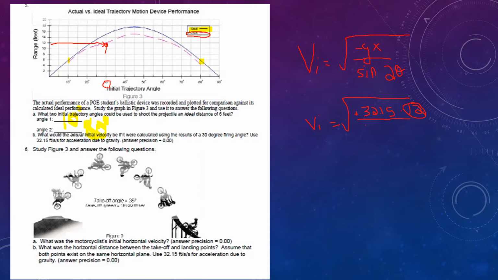Then you're going to just go ahead and divide that by the sine of 2 theta, which is 2 times 30 degrees. And once you go through and substitute and solve all that out, your initial velocity should equal 21.10 feet per second.